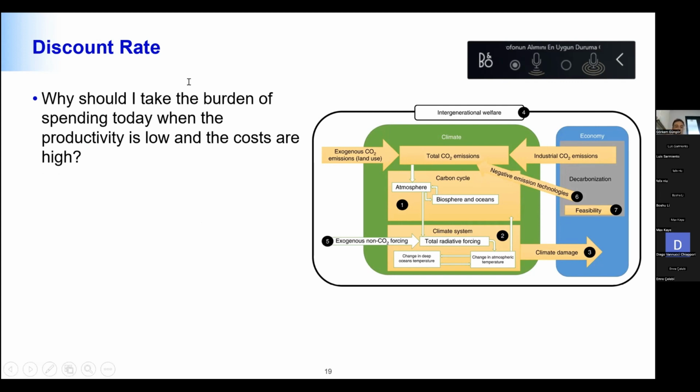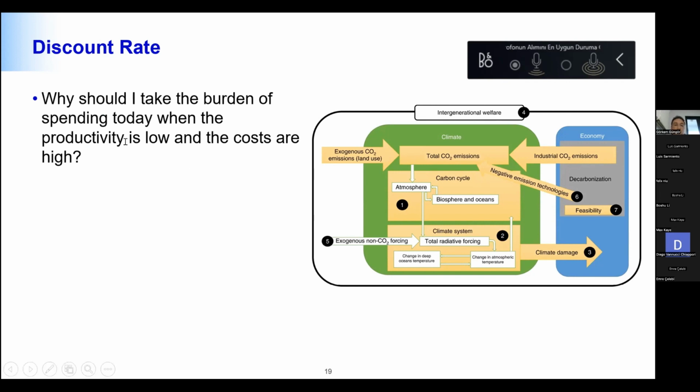The first one is, looking at the time horizon 2050, 2100, there will be future generations which will be affected by our activities, but they will have no effect on our decisions currently. So the first question I would ask is, why should I take the burden of spending today when we do not have the expectedly high productivity of the future? We don't have future technologies. So our productivity is lower compared to the future, if the development rate continues, and the costs are high currently.